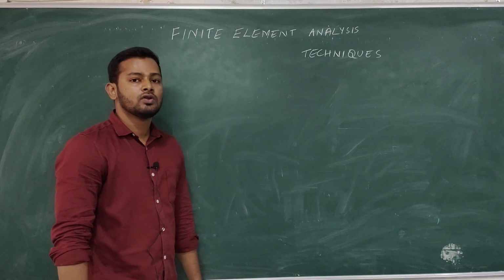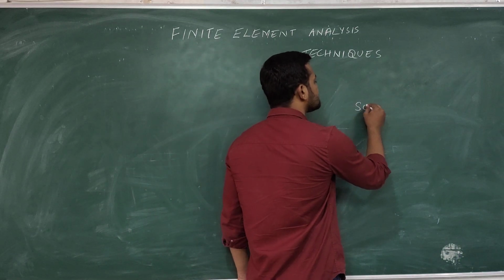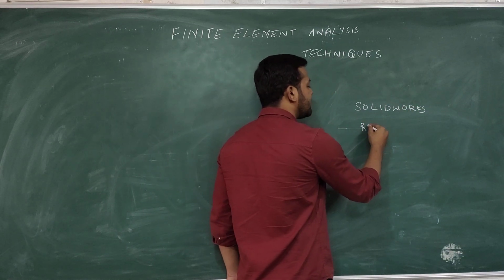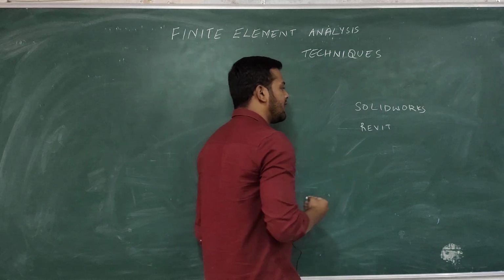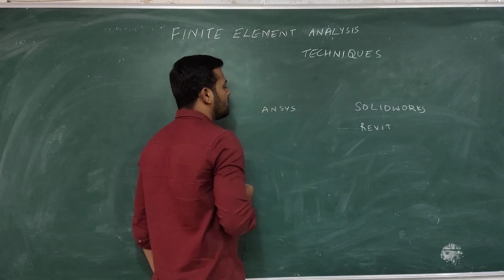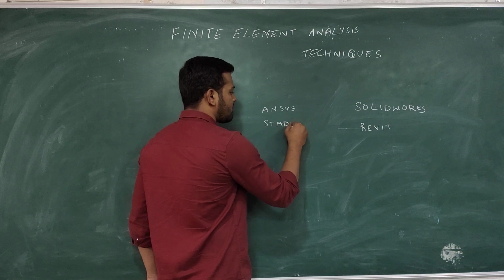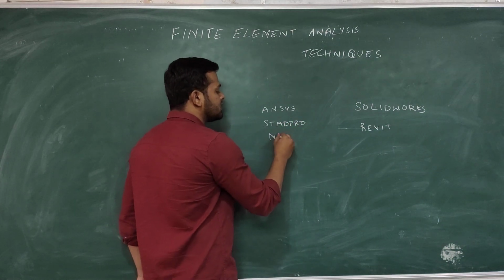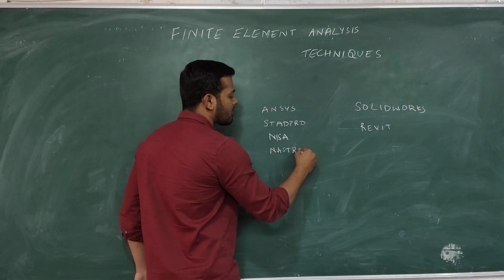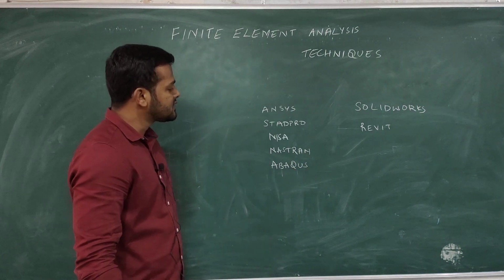So you might have studied about the different softwares like modeling software. One of the commonly used modeling software is SolidWorks, and civil engineers might have used Revit, and for analysis purpose you might have used ANSYS. Okay, these are design softwares, ANSYS and STAAD.Pro, NISA, Nastran, Abaqus. So all these are analysis softwares.